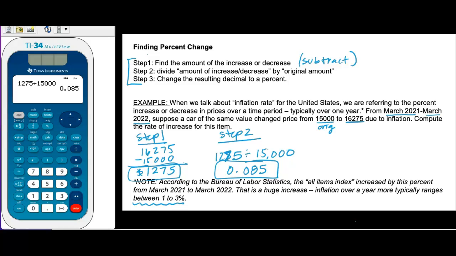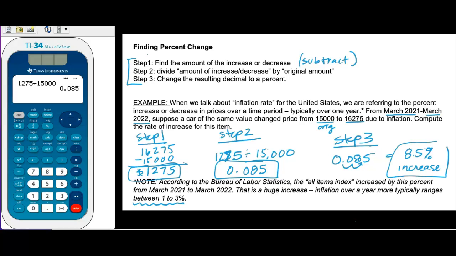And so last step, step 3, we want to change that decimal to a percentage. So we're going to take 0.085 and multiply it by 100, or move that decimal 2 spots to the right, and we get 8.5%. And again, that's an increase since our number increased from year to year.